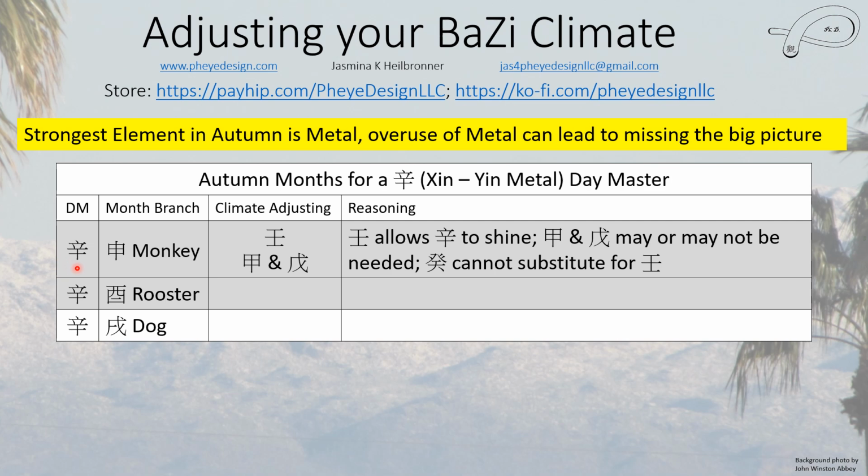So the Sin Metal Daymaster born in the month of the monkey really needs water. And this represents bodies of water like the ocean or a lake. Using that allows your transformation to shine. That is, people will recognize it. The Jia wood and the Wu earth may or may not be needed, so you sort of have to play it by ear. Definitely you need this water.